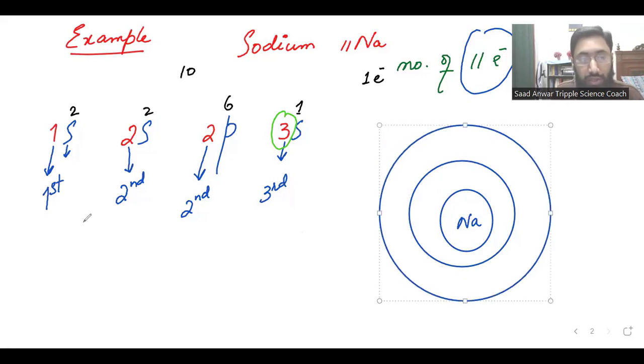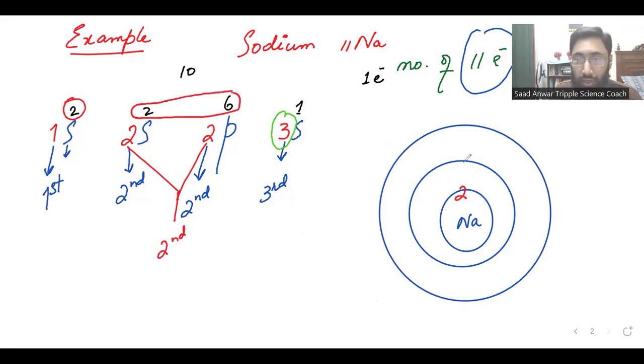In the first shell I will put 2 electrons. In the second shell, I will put 2 plus 6, 8 electrons. And in the third shell there is just 1, so I will put just 1 electron. So this is the arrangement of electrons in shells in the case of sodium.